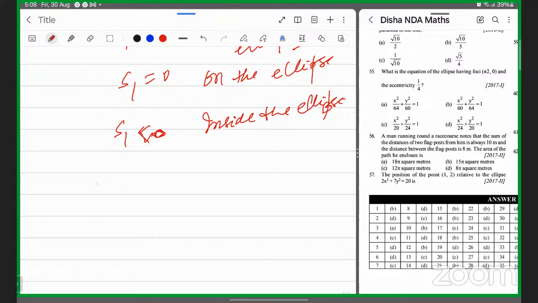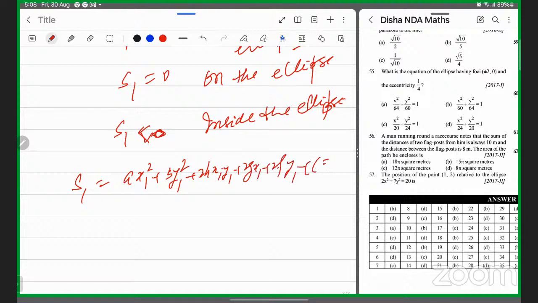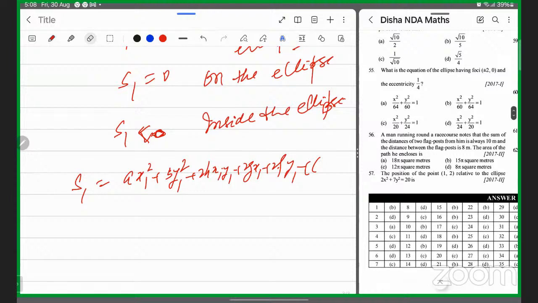So what is S1? S1 is a x1 square plus b y1 square plus 2h x1 y1 plus 2g x1 plus 2f y1 plus c. This is the S1. Understood? So from here S is equal to 2x square plus 7y square.